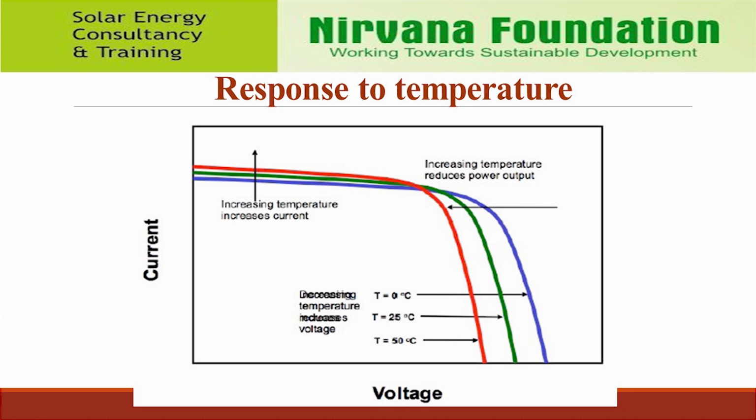The best way to determine your panel's tolerance to heat is by looking at the manufacturer's datasheet. There, you'll see a term called the temperature coefficient, Pmax. It tells you how much power the panel will lose when the temperature rises by 1 degree Celsius above 25 degrees Celsius STC.